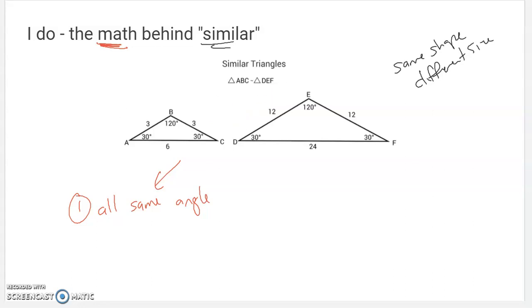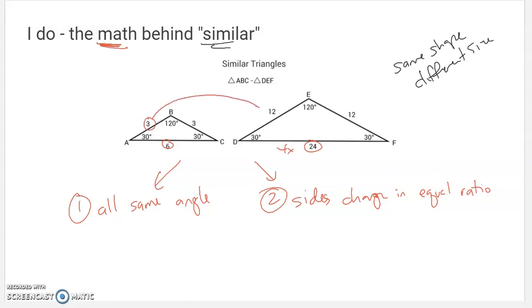The other one that you'll notice has to do with the sides, and that's this: the sides change in an equal ratio. So you'll notice here, this side is 4 times the same side over here, times 4, times 4, times 4. So that's what also happens in similar triangles. Their angles will always match, and their sides will always change in the same ratio. We're going to be focusing on the angles one mostly today.